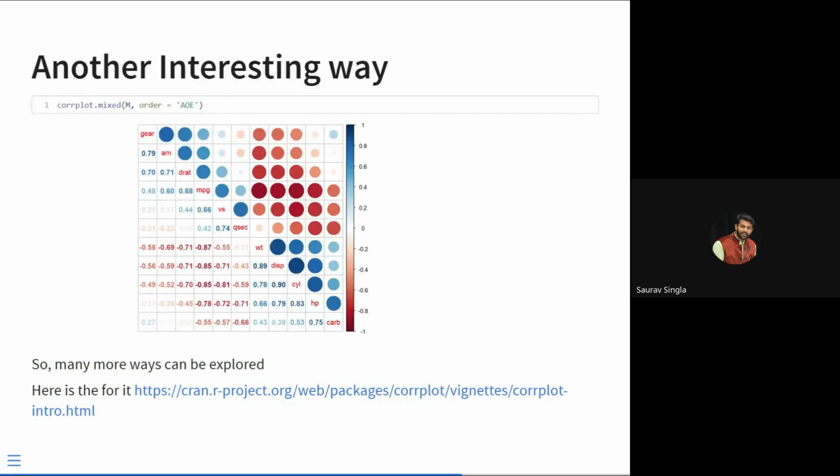Similarly, with the bubble size, the size of the circle is also representing correlation. The bigger a circle is, the higher correlation it is representing, and the smaller a circle is, the lower correlation, lesser correlation.